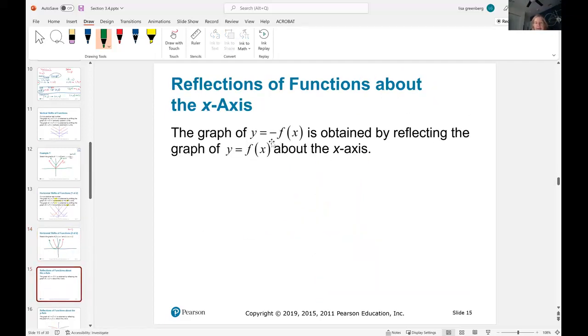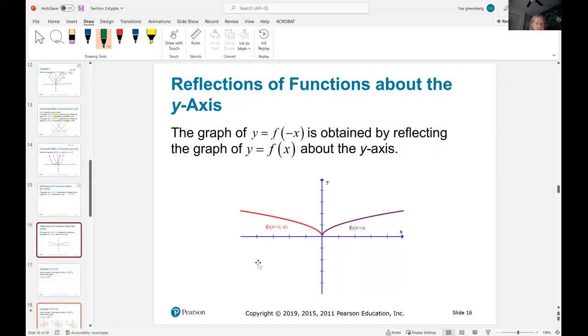Reflections, again, if it's here, it's outside the function. So this is a vertical reflection. And we're reflecting it around the x-axis because it's vertical. I don't know why it doesn't say vertical, but this is vertical because it's outside of the function, okay? If it was horizontal, it would be f of minus x. That indicates that it's a horizontal shift or a horizontal reflection.